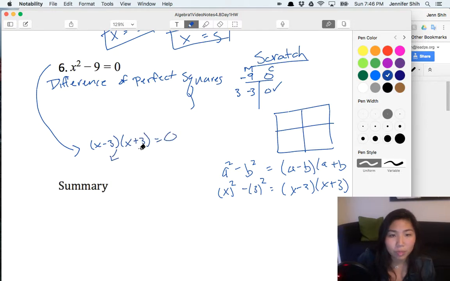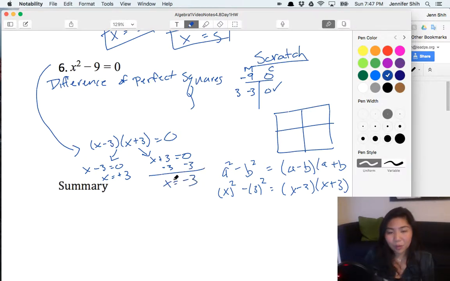I draw in my arrows. Sometimes my arrows are smaller. And x plus 3 is equal to 0. Okay, that's another way to show that you can factor and use zero product property.